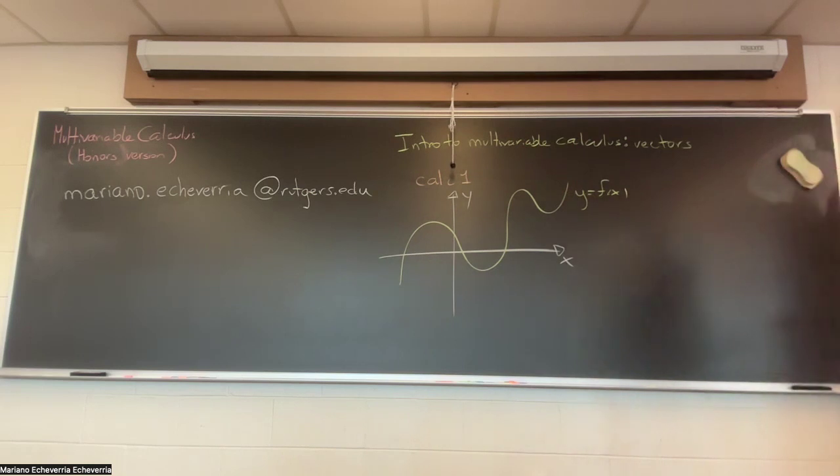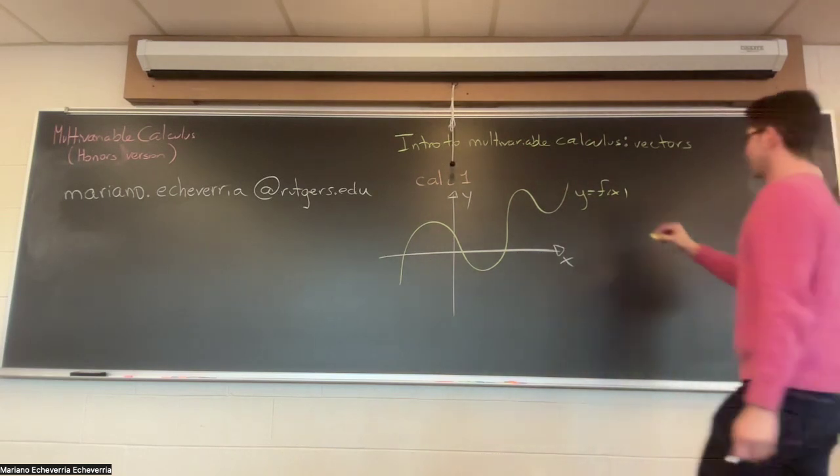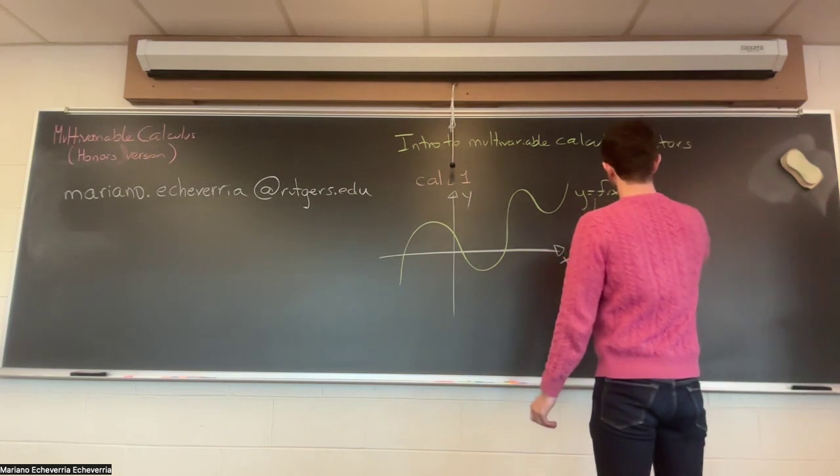So if you have a function of one variable, then you see the graph. The graph is a curve, right? So the graph is a curve.